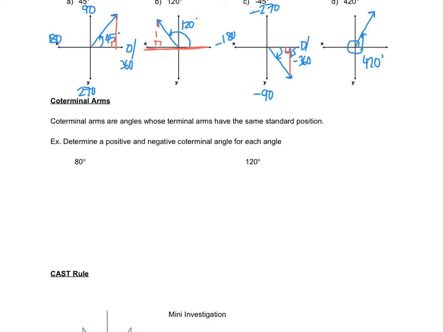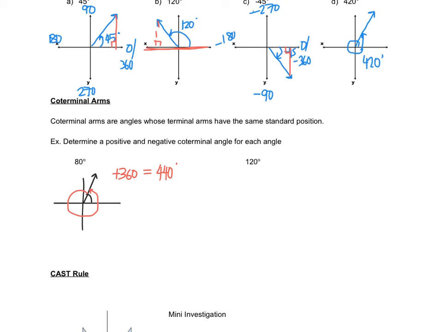So let's look at 80 degrees. I'm going to start off with drawing 80 degrees. It would look something like this, and that is 80. If I just take this 80 and add on one rotation, I'll be back at 80 degrees. So I can add 360 to 80 to get a coterminal angle, and that angle will be 440 degrees. So 80 degrees and 440 degrees are in the exact same standard position.